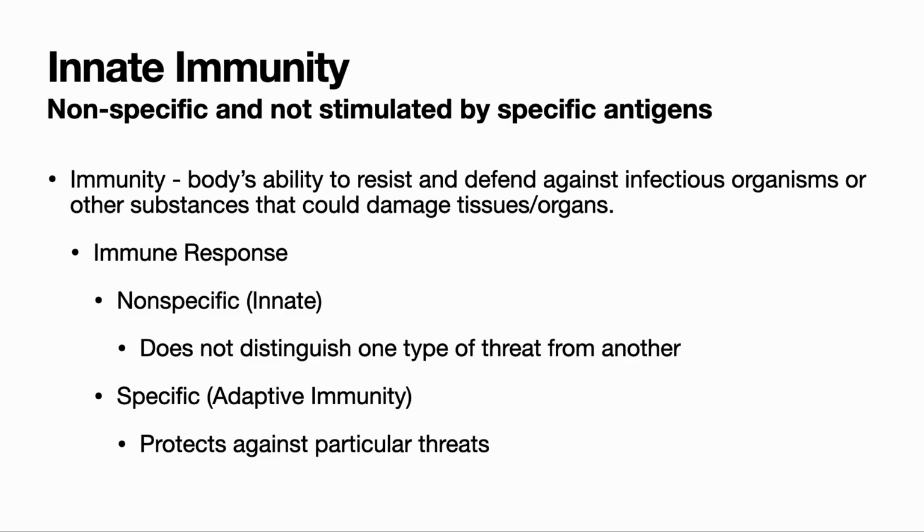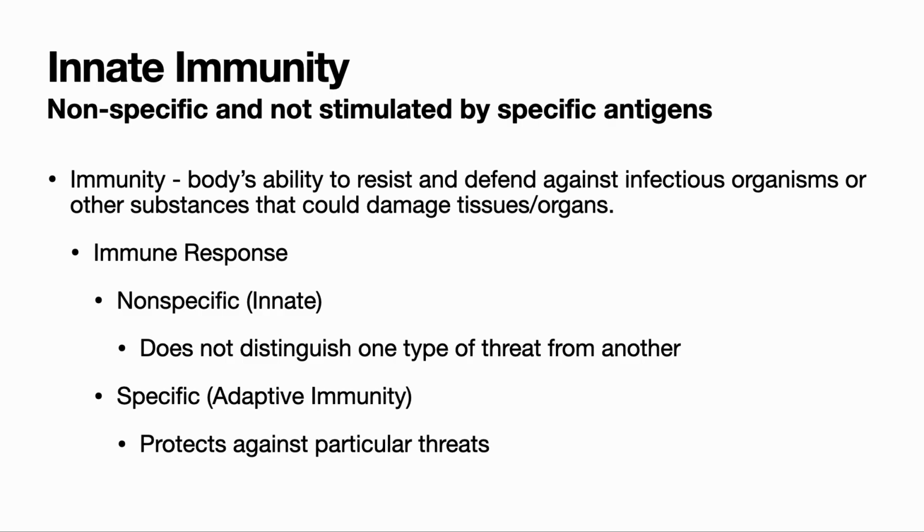So let's start with some basic definitions. Immunity is the body's ability to resist and defend against infectious organisms or any other substances that could damage tissues and organs. So your immune system is also capable of working to protect you from things like toxins and poisons. It's just a case of, can it do it fast enough to keep you alive?